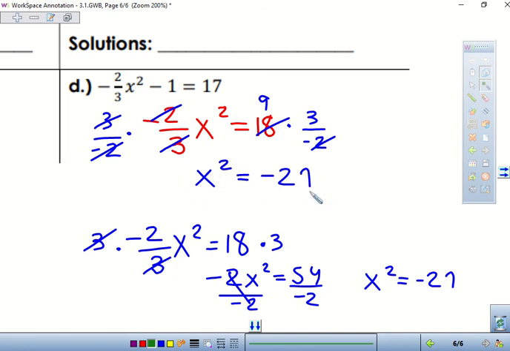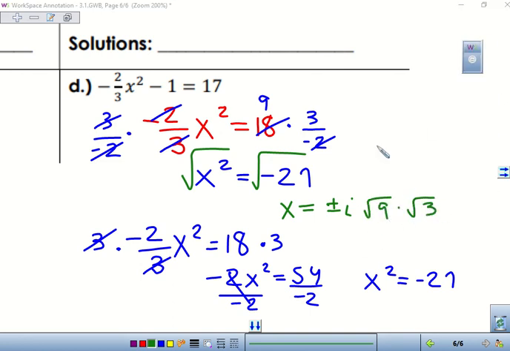So how would I solve it from here? I would take the square root. That's x equals 9 and 3, plus or minus, very good. Remember, because it's negative, radical 9 times radical 3, which reduces to x equals plus or minus 3i radical 3.